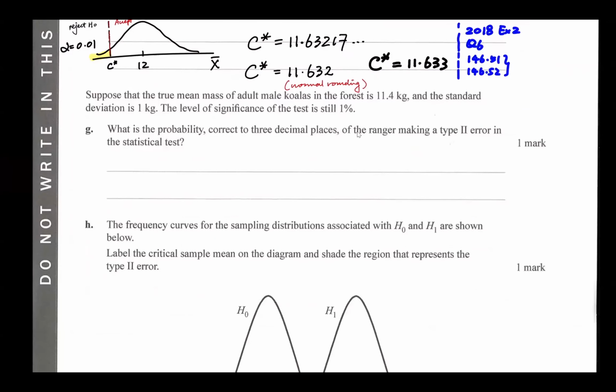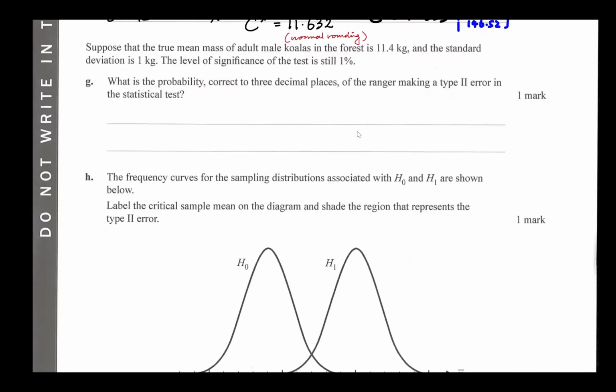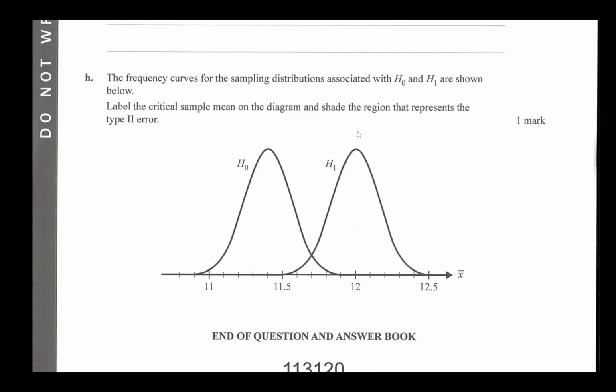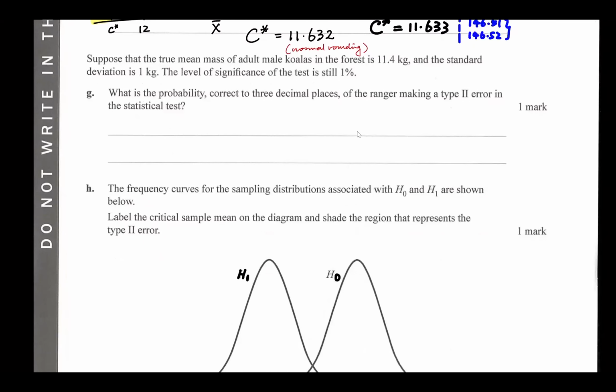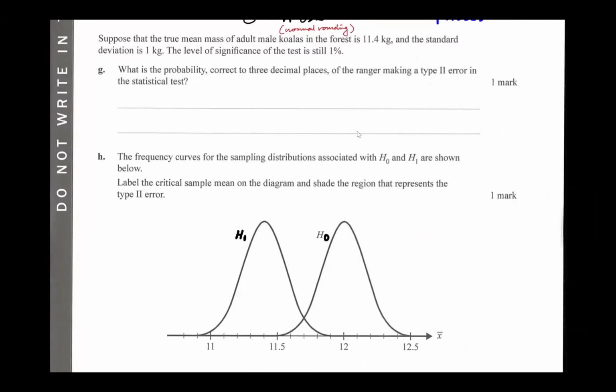But anyway, let's move on to look at the last two parts. Suppose that the true mean mass of adult male koalas in the forest is 11.4 kilograms, and the standard deviation is 1 kilogram. The level of significance of the test is still 1%. So we want to find the type 2 error probability. VCAA actually had some announcement immediately after the exam. This is actually H1, this is actually H0. According to the VCAA email, all students were awarded a mark. But if the labeling were at the correct positions, we can still use part H to help us understand part G.